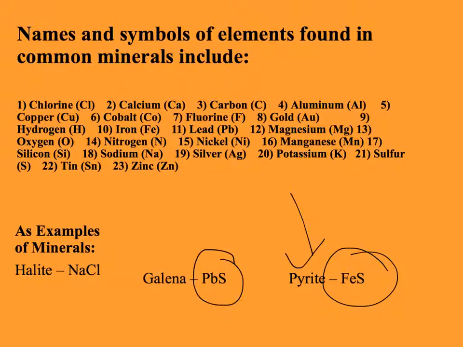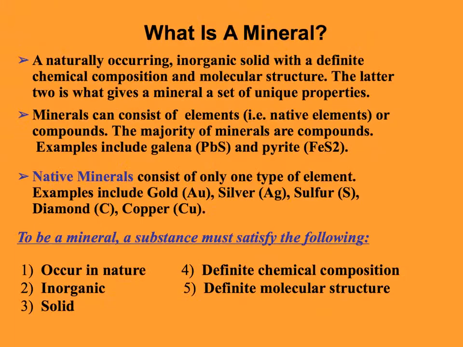Here we see Pb and S, so lead and sulfur combine to form a compound, and we call this compound galena, which is the name of the mineral. Na and Cl combine to form a compound, and we call that mineral halite. So elements combine to form compounds, and compounds make up minerals.